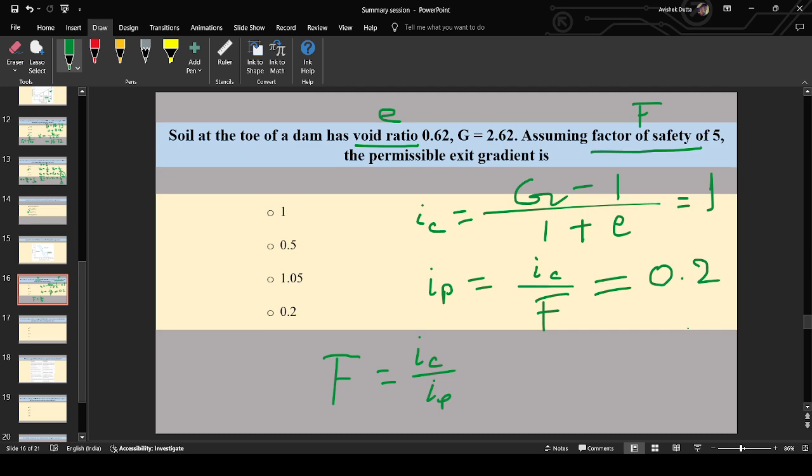The value will be 0.2. Okay, so the last option is the correct option.